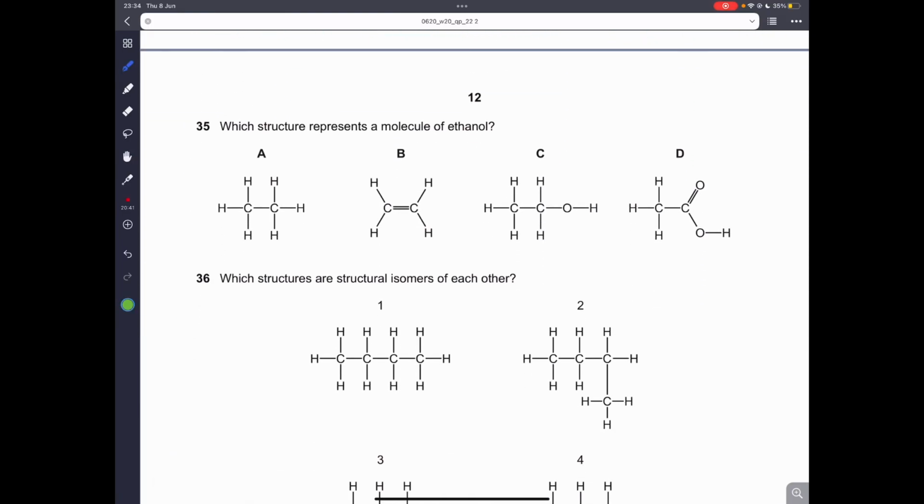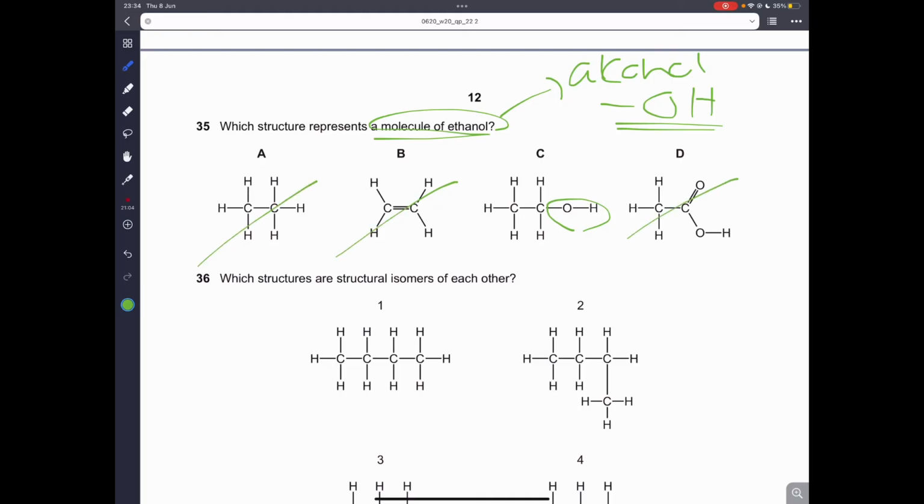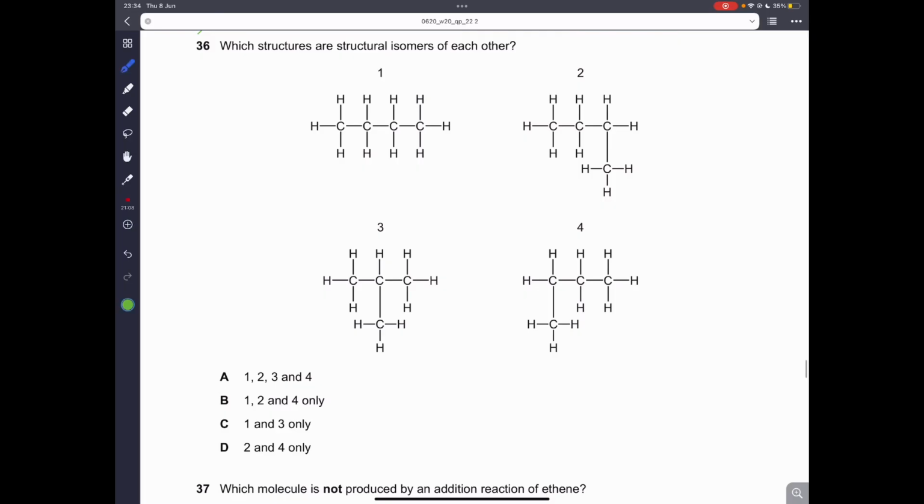35. Which structure represents a molecule of ethanol? Well, ethanol, remember, is from the alcohol family, and it contains the hydroxyl group, the OH group. So we have to find the OH group, and here we go. And they don't contain any double bonds, so we can scratch that off, leaving us with C.